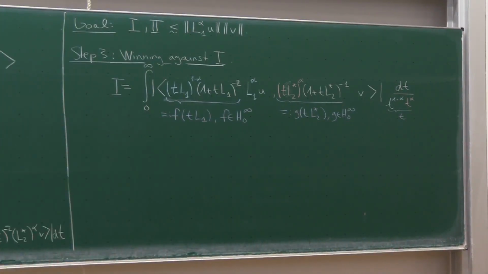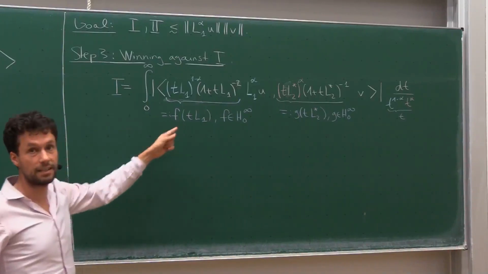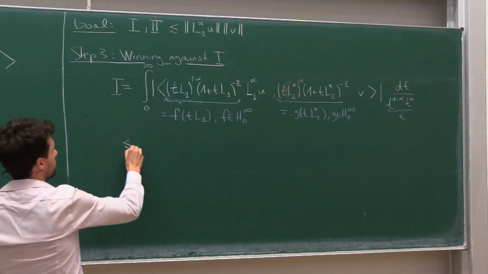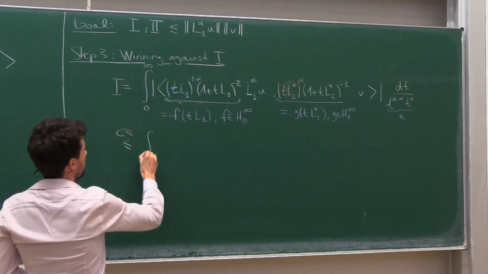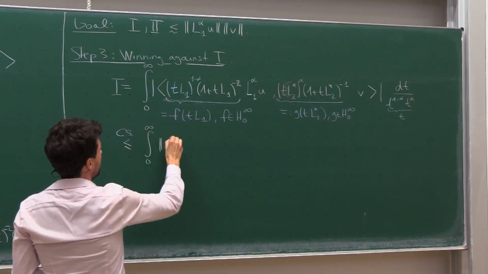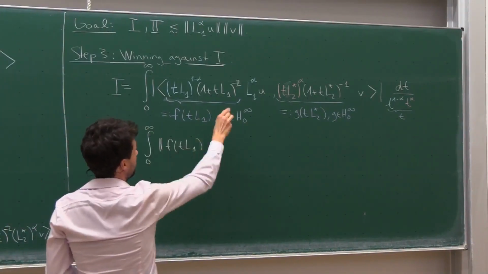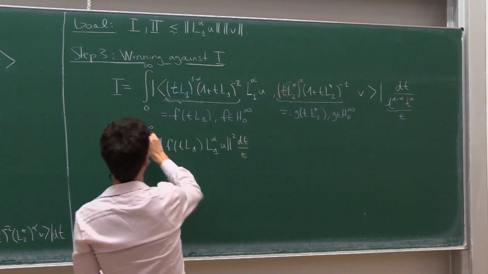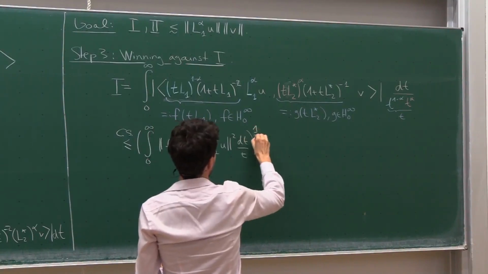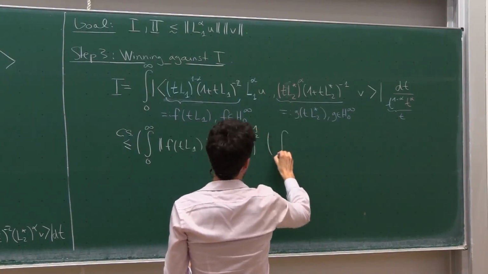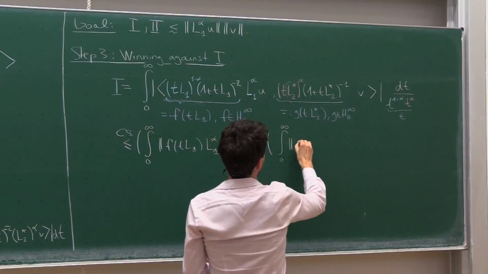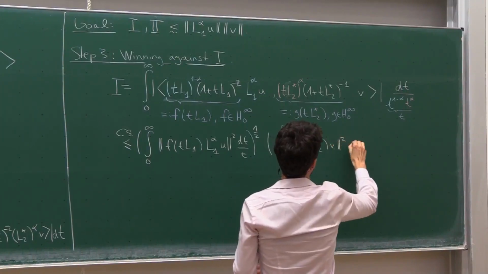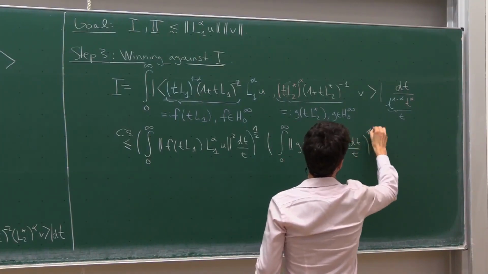So this is the integral dt over t, and I have two guys that look exactly like quadratic estimates. And that's going to do the job for us, because now I use Cauchy-Schwarz. Cauchy-Schwarz gives me the integral from 0 to infinity of f of tL1 applied to L1 to the alpha u, squared, dt over t, power 1/2. And likewise, the integral from 0 to infinity of g of tL2 star applied to v, squared, dt over t, power 1/2.